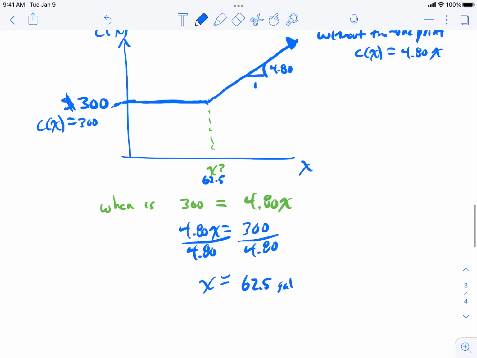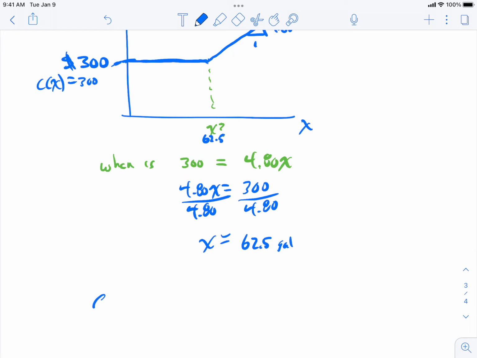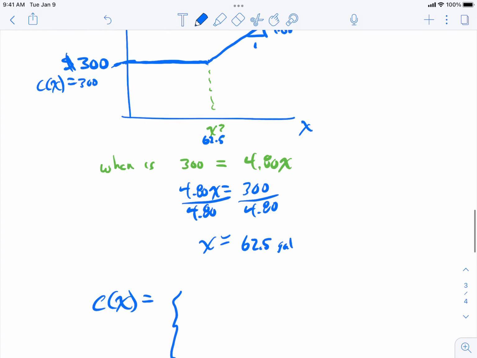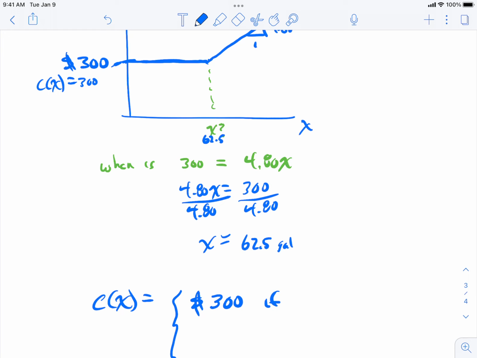How can we write that as an equation? Well, it's got two parts to it, right? So you're going to need two straight lines. So the first straight line over here is just the cost is $300. It's a constant function is what we call that. The cost is $300. And that's true if you buy 62.5 or fewer gallons. If you buy 62.5 or less, you're going to pay $300.